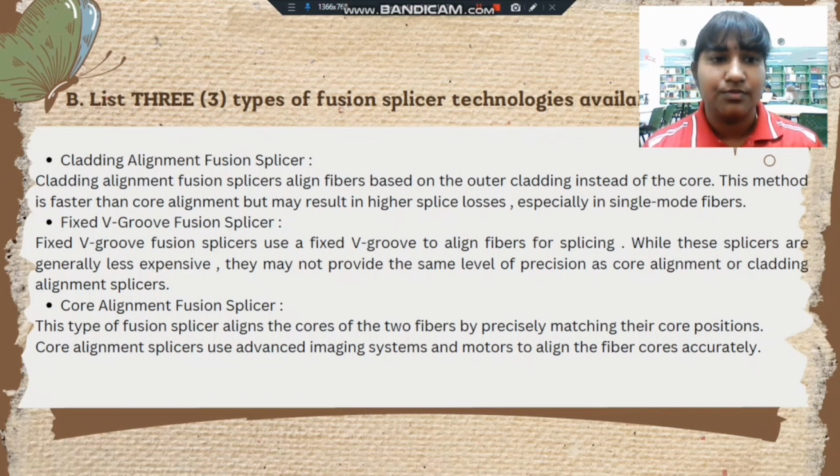Second one is fixed V-groove fusion splicer. Fixed V-groove fusion splicer uses a fixed V-groove to align fibers for splicing. While these splicers are generally less expensive, they may not provide the same level of precision as core alignment or cladding alignment splicers. And the last one is core alignment fusion splicer. This type of fusion splicer aligns the cores of the two fibers, precisely matching their core positions. Core alignment splicers use advanced imaging systems and motors to align the fiber cores accurately.